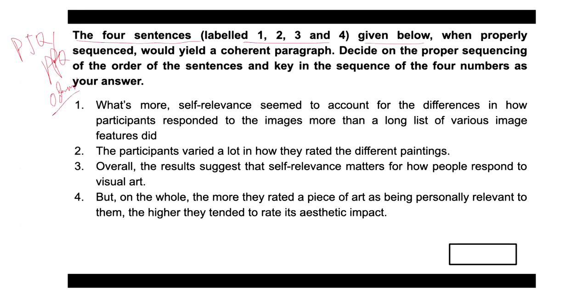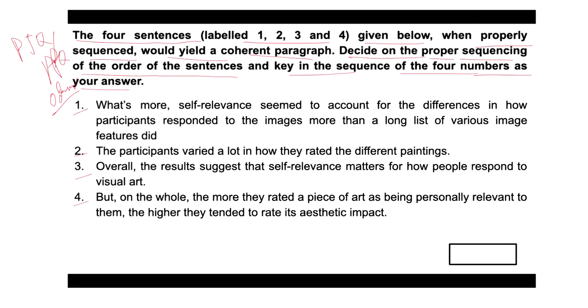What we need to do is decide on the proper sequencing of the sentences and key in the sequence of the four numbers as the answer, isn't it? So for that reason, we need to observe and identify the theme or key idea of the sentences, and then put them in a proper order. Let's look at the first sentence.